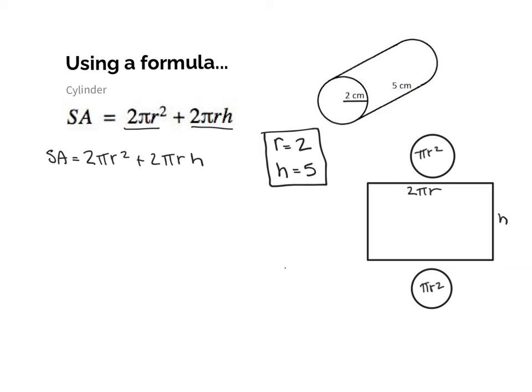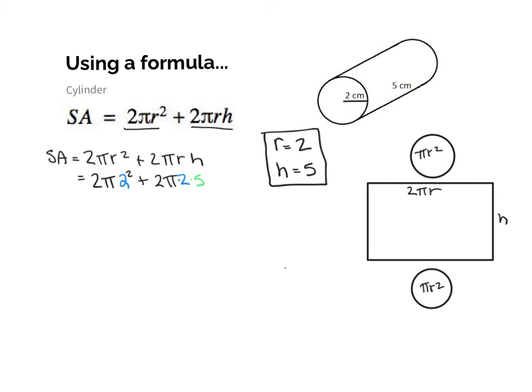The next thing we're going to do is plug in or substitute in the values that we know. Okay, so we know our radius is 2, and our height is 5.